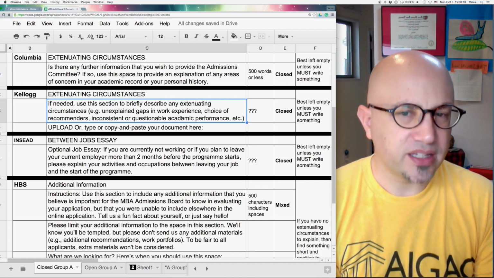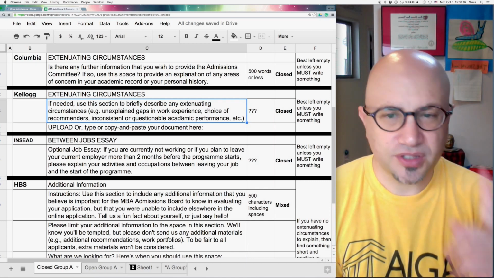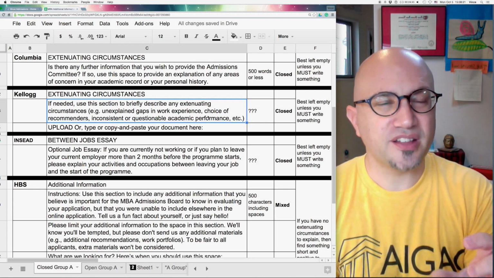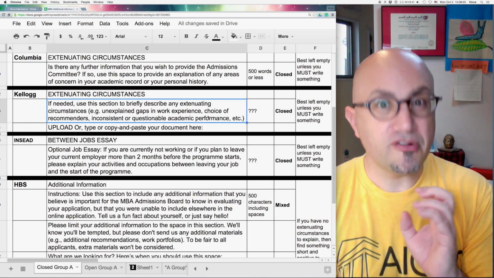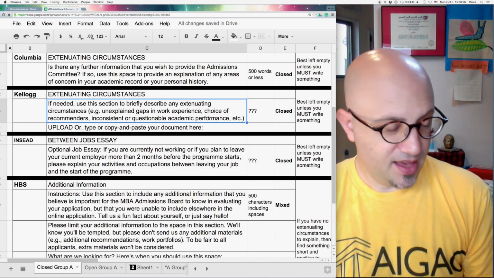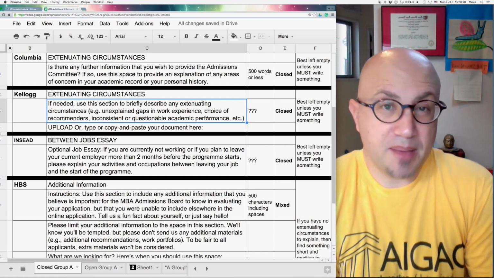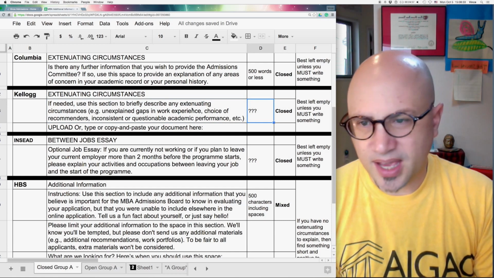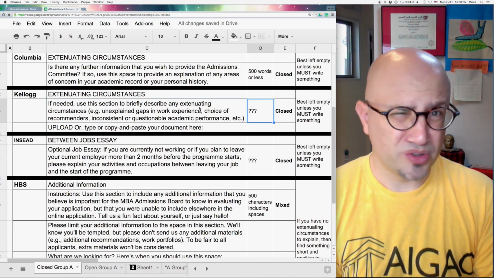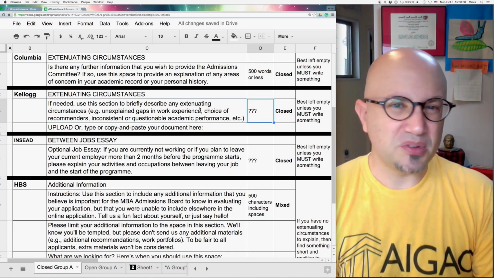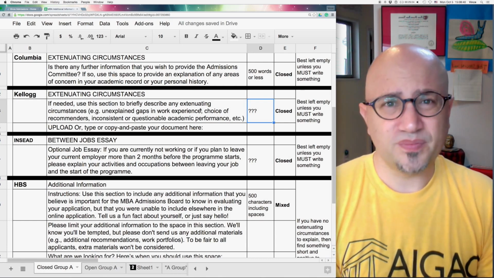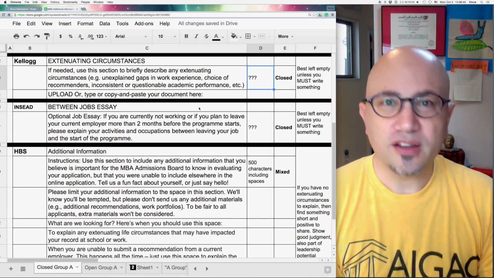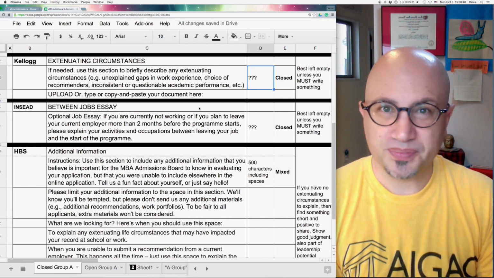Inconsistent or questionable academic performance. Again, as I talked about with Stanford's question, why that matters: you want to minimize the chance that they're wondering whether you can actually graduate, and do the work, and be happy and satisfied with the experience. As far as I know, Kellogg doesn't give you any word limit, but again, they say briefly. So more than 500 words here is going to be way too long, and I would say 200 or 300 words or less, as brief as possible, always with this kind of question. They really are not looking to read anything else.